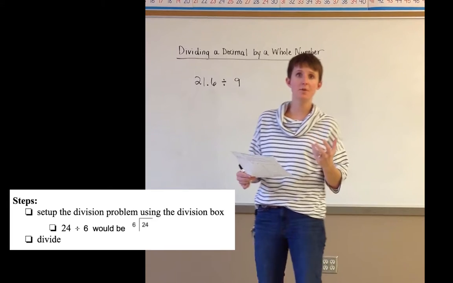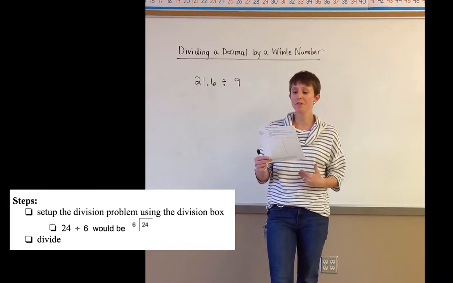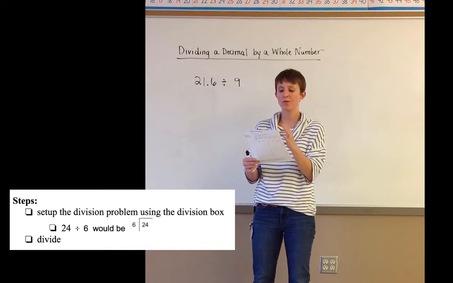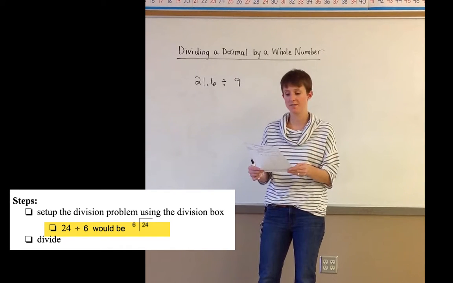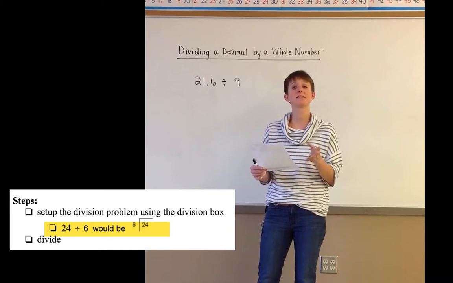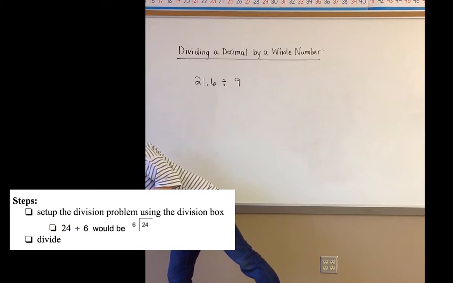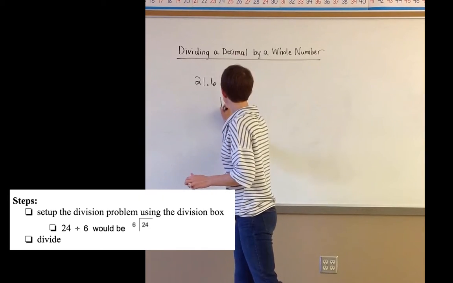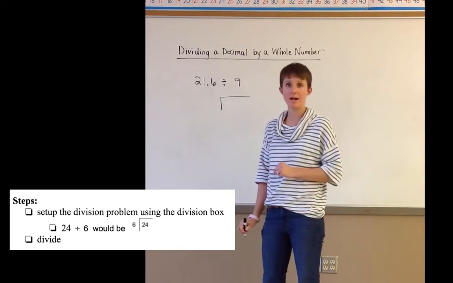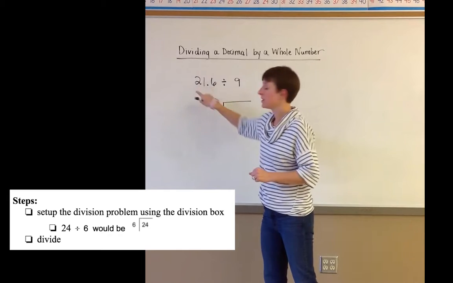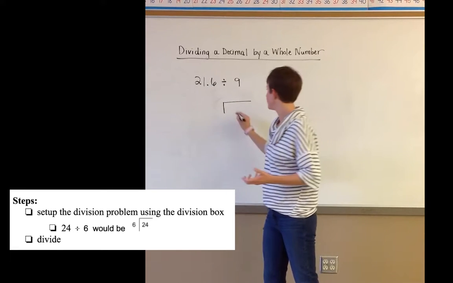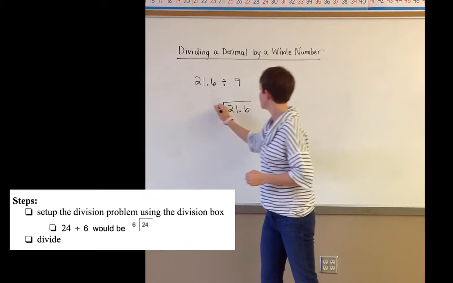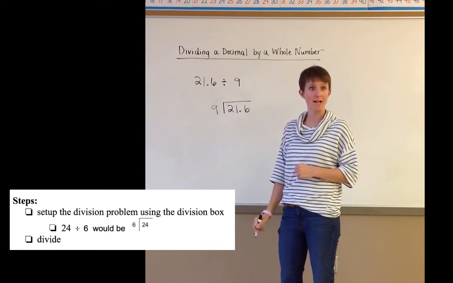We really want to understand what's going on in those steps. It says set up the division problem using the division box. I gave you a really simple division problem, 24 divided by 6, and showed you how it would look in a division box. The next step says divide. So with this problem, 21 and 6/10 divided by 9, we first need to get it inside the division box. This first value, 21 and 6/10, is my dividend, so that's what goes inside the division box. 9 is my divisor. That's what goes outside.